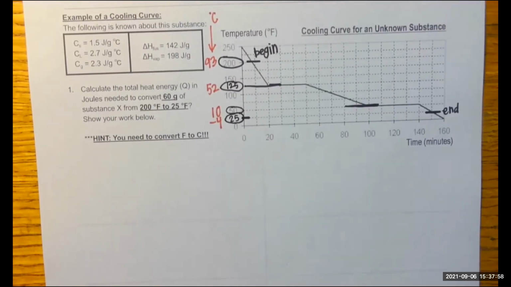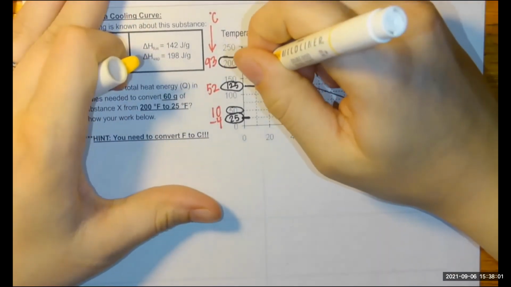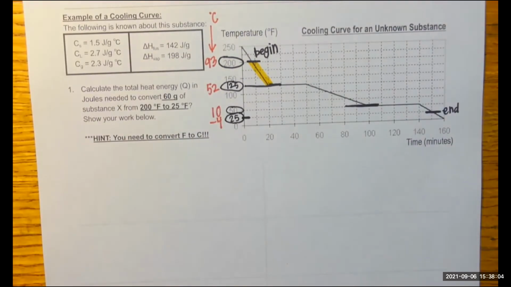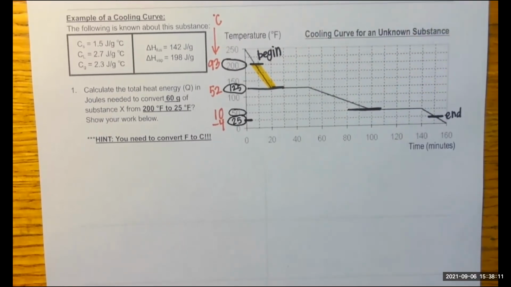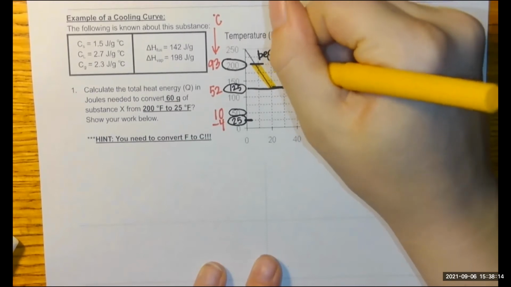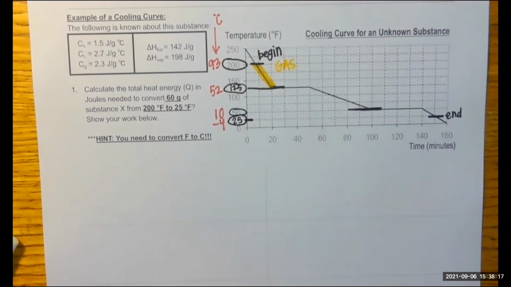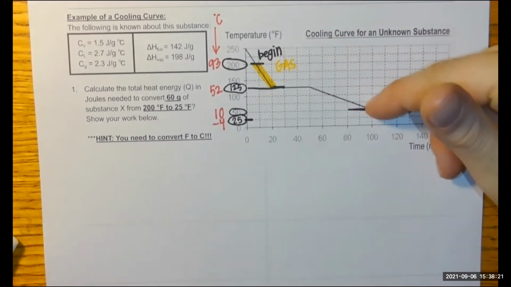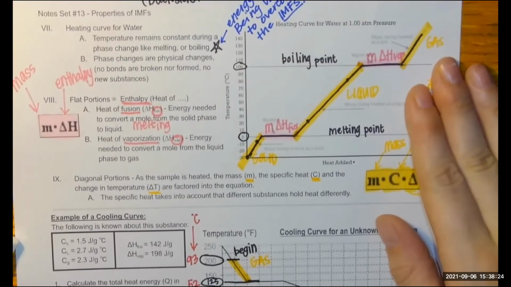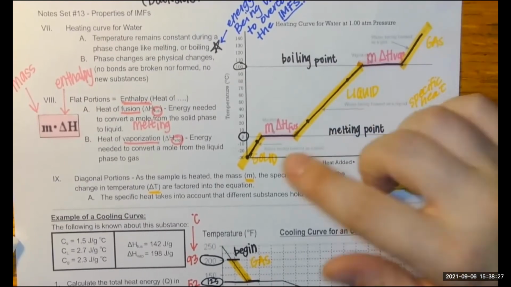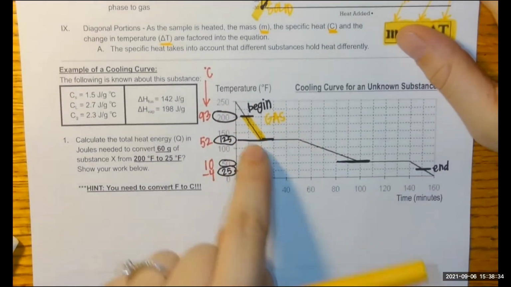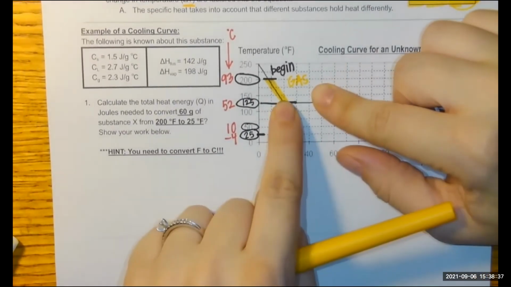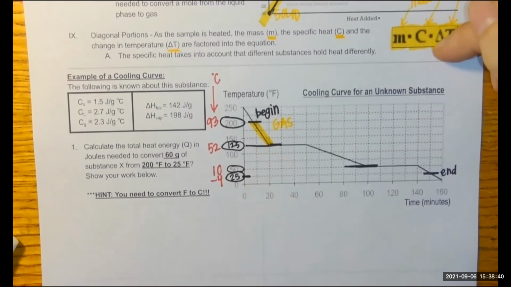All right, so for the first part, we're beginning here, and that's going to be our first section. We're starting out hot and getting colder, colder, colder. So this is our section where we are a gas, right? That's our gas section. And then the next diagonal will be the liquid. It's the exact opposite of a heating curve, where the gas was at the end, because this one is a cooling curve. So gas, diagonal portion. Formula for the diagonal portion is MC delta T.